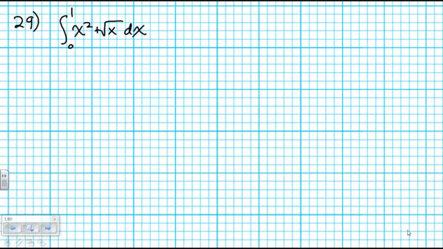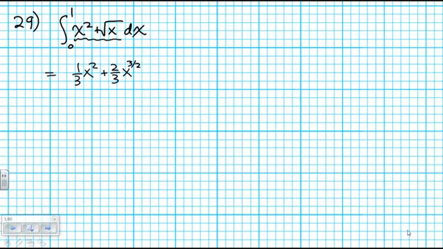And they're not asking me what the derivative is of this. They just want to evaluate this. So to evaluate this, we start by asking, what is the antiderivative of the integrand? That's 1/3 x cubed, plus 2/3 x to the 3/2. Is that right? Yes, sir, it is. Everyone feel confident doing problems of that type?